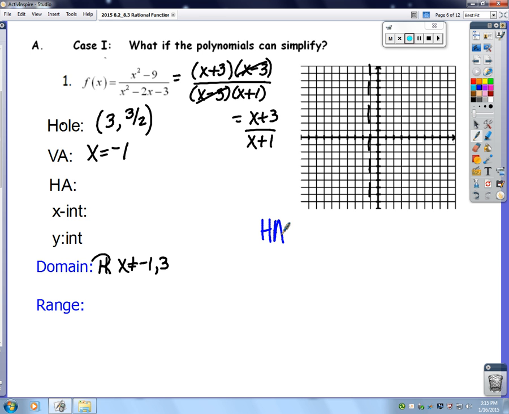The degree of my numerator is 1 because my highest exponent is 1. The degree of my denominator is 1. Since the degree of the numerator equals the degree of the denominator, we think of this as 1x over 1x. Simplify that, so my horizontal asymptote is y equals 1. We have a horizontal asymptote, so let's dot that in. Always dot in your asymptote. It helps you when you go to graph.